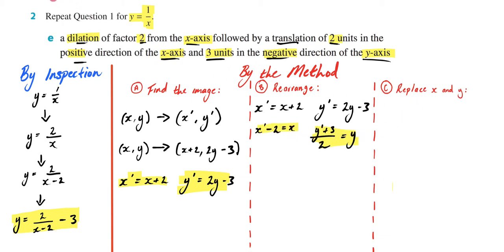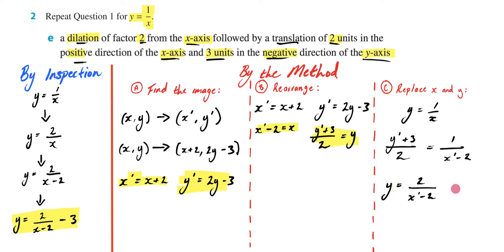And now in step 3, I'm going to find my new equation by starting with my original and subbing in my new points, and that will give me my new equation. So I know that y equals y dash plus 3 over 2. So I come here, and instead of writing y, I write y dash plus 3 over 2. And I know instead of x, it's going to be x dash minus 2. Now I'm going to rearrange it so I have y equals. So I'll times 2 to both sides. So I'll get 2 over x dash minus 2. Then I'm going to minus 3 from both sides. Minus 3. And that is what I'm going to end up with.